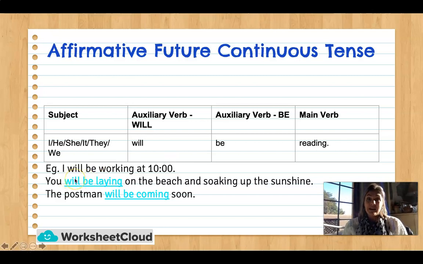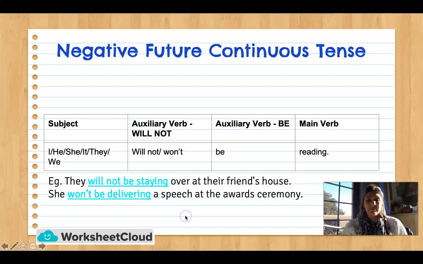Example: I will be working at 10 o'clock. You will be lying or laying on the beach and soaking up the sunshine. The postman will be coming soon. So those are all your affirmative.